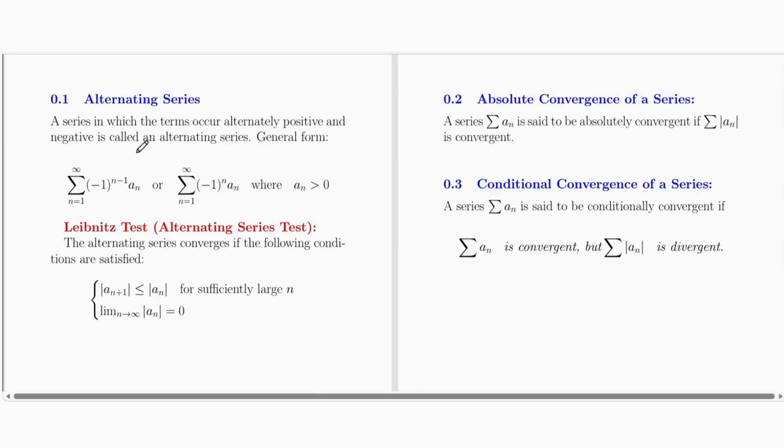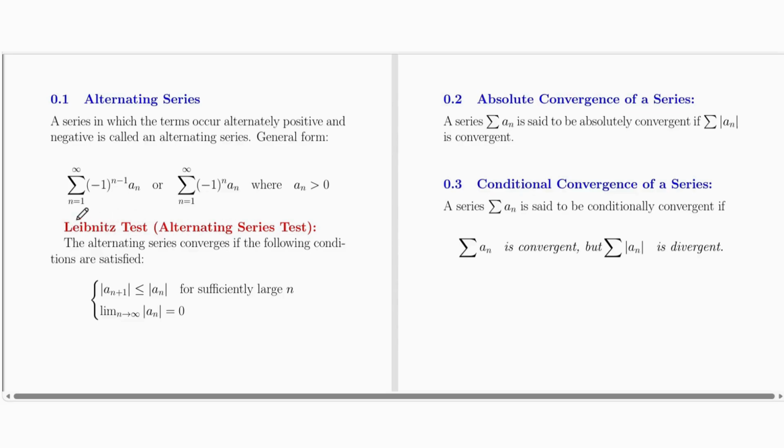Alternating series. A series in which the terms occur alternately positive and negative is called an alternating series. The general form of an alternating series is summation n is 1 to infinity minus 1 raised to n minus 1 an, or summation n is 1 to infinity minus 1 raised to n an, where an is greater than 0. So this is the general form of an alternating series.